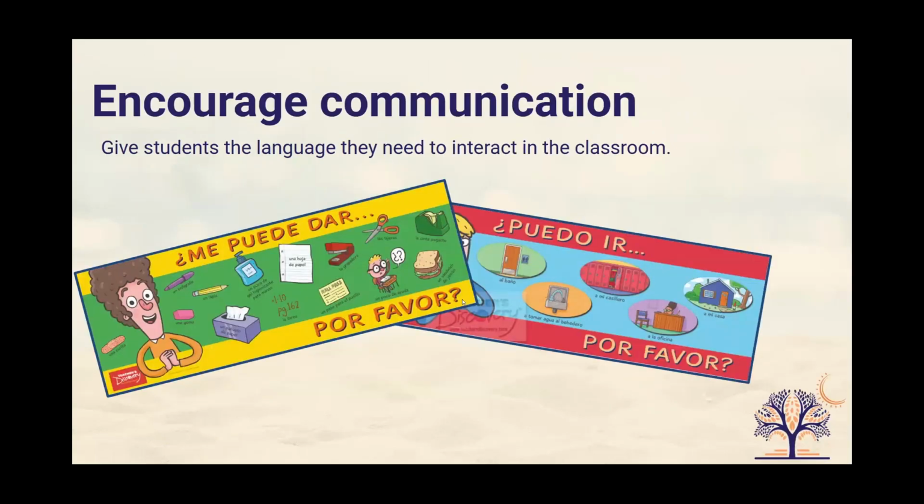And you can use your posters to encourage communication. Give students language that they can use to interact with each other throughout your classroom. Pick things that you know your students are going to need to say, have them in your classroom at eyesight so that your students can start using them and really boost their communication in the classroom.